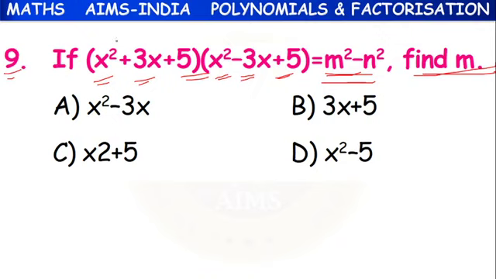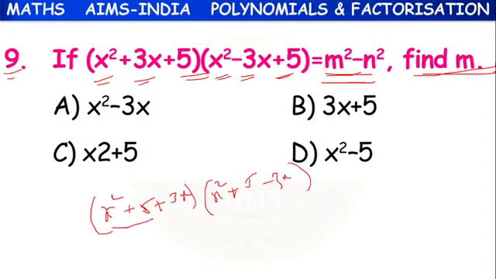What can we write? Here, let's write like this. x², let's take 5 first, then 3x in the first term. In the second term also, let's take 5 first, then minus 3x. Up to this part it is the same. Let it be A, let it be B. So it is in the form of (A + B)(A − B). The formula is A² − B².